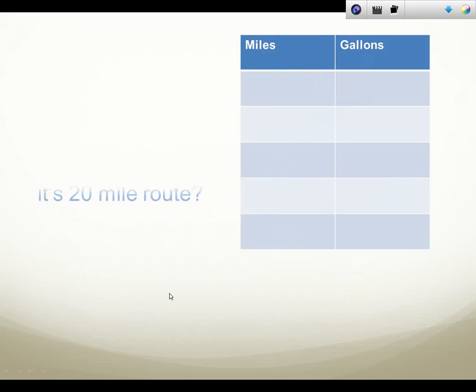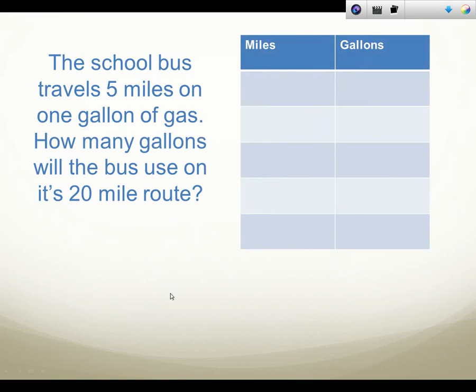Let's look at another problem. The school bus travels 5 miles on 1 gallon of gas. How many gallons will the bus use on its 20-mile route? Okay, so let me think about what I know and what I'm trying to find out. I know that every 5 miles, the bus uses 1 gallon of gas. Let me underline that. So every 5 miles, the bus uses 1 gallon of gas. That seems important. Okay, let me try to think about what I'm trying to find out here. How many gallons will the bus use on its 20-mile route? I think making a table can help me solve this.